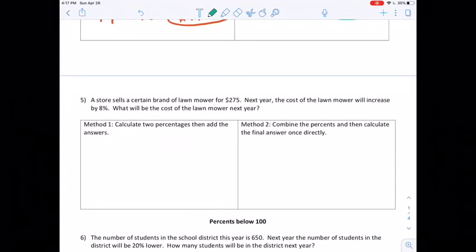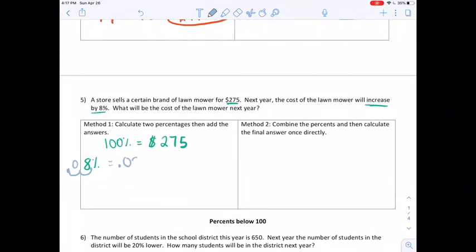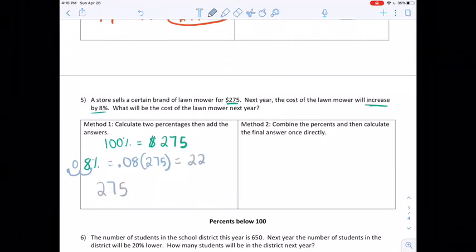Let's try that again. A store sells a certain brand of lawnmower for $275. Next year, the cost of the lawnmower will increase by 8%. What will be the cost of the lawnmower next year? So again, let's do this both ways. So calculate two percentages and then add the answers. So that means it's going to be the 100%, which is the full price, which is $275, plus the 8%. So 8% as a decimal, move the decimal 2 spots to the left, is equal to 0.08. And I want to know, what is 8% of 275? You get 22. So 275 plus 22 is equal to $297.